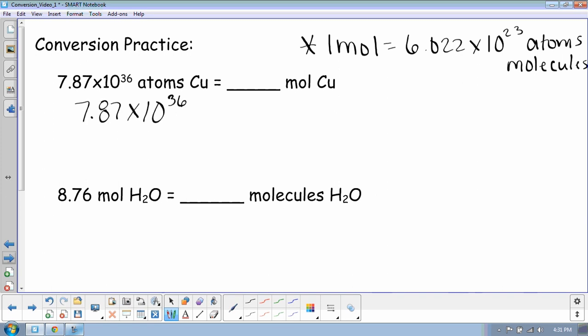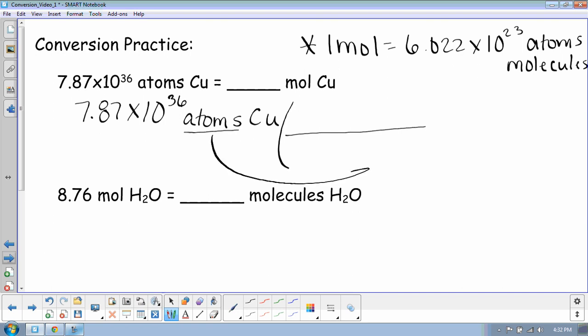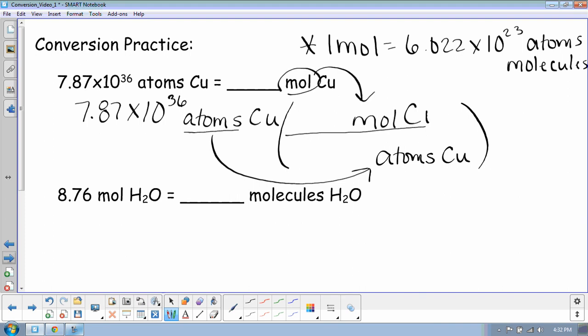the 36 atoms of copper. And the first step that I'm going to do is take that atom unit that's right here and drop it to the bottom of the fraction because we want them to cancel mathematically. So we're going to write atoms Cu right here. And we know that the mole is going to go up top, so it's going to be moles of Cu.